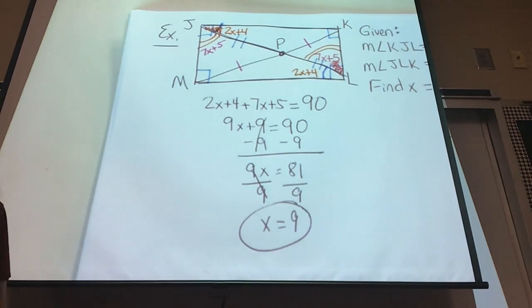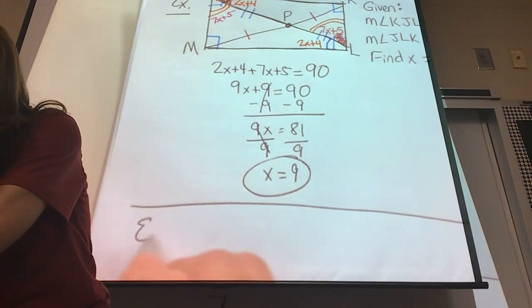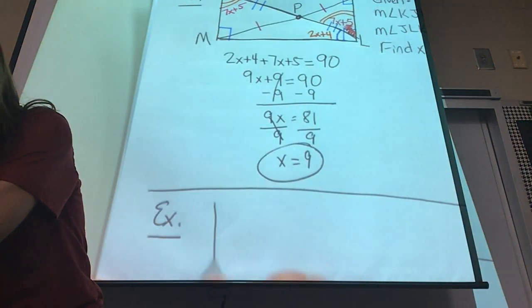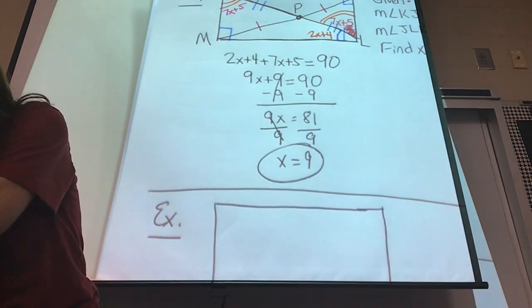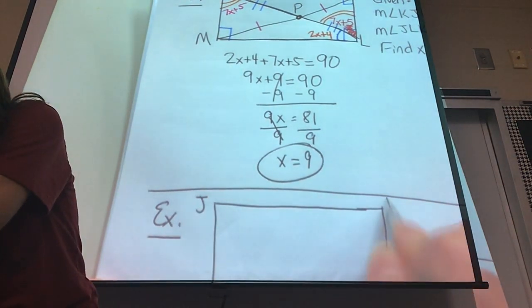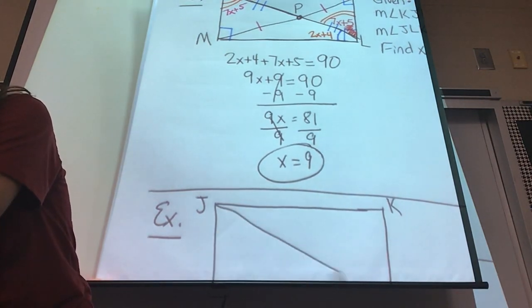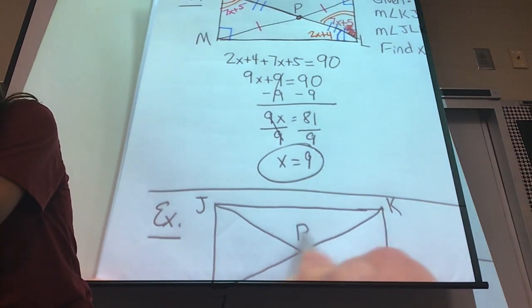Okay, let's see what you can do with the next one. I'm going to let you have this one, and we're going to see what you can do. On this one, you've got a rectangle, again going across the page. It is labeled JKLM. You've got your two diagonals, and where they intersect is point P.